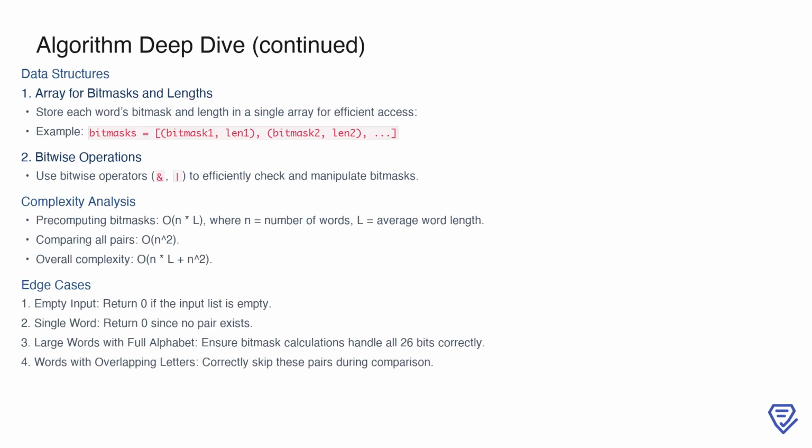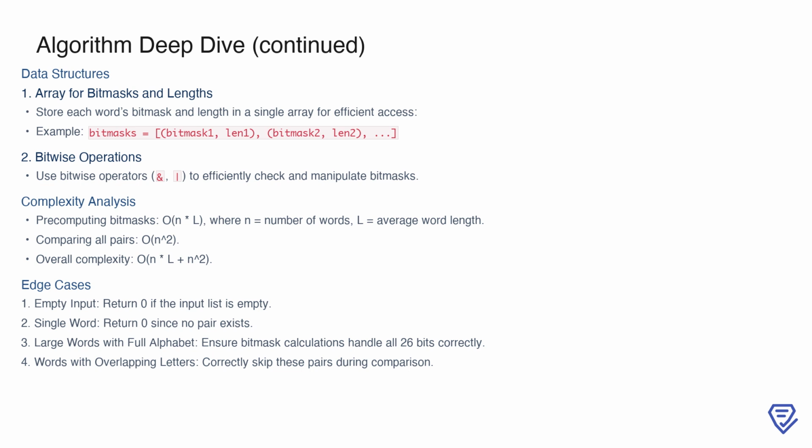To implement this efficiently, we use an array or similar data structure to store each word's bit mask and length together. This allows for quick access during comparisons. The core of the algorithm relies on bitwise operations, such as AND to check for shared letters and OR to manipulate bit masks if needed.